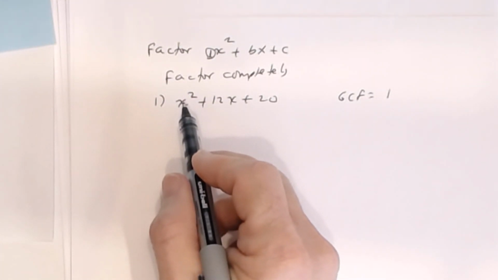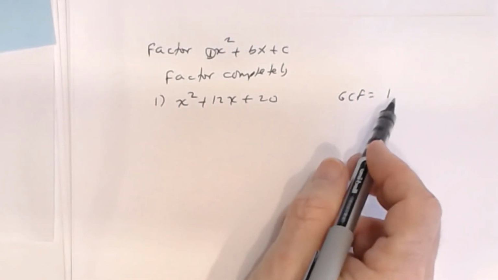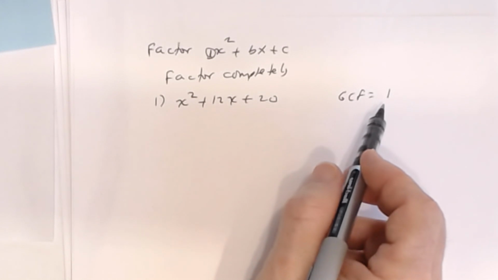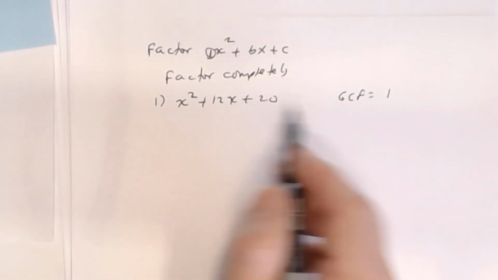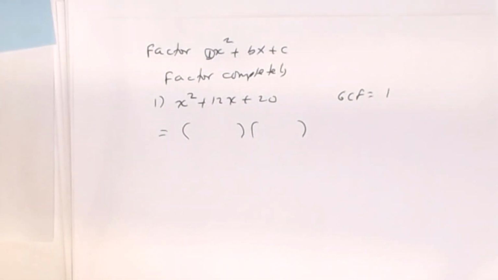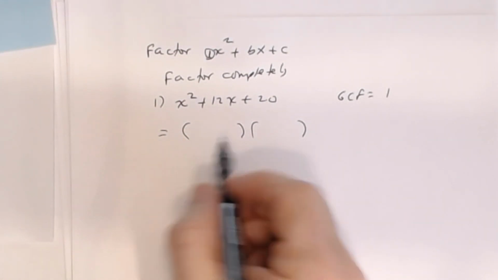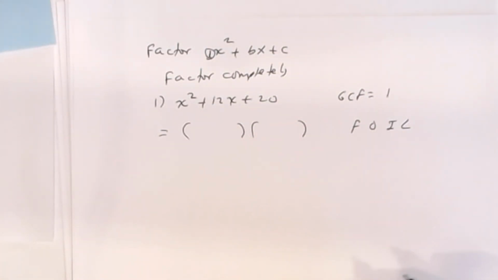The variable x does not appear in every term. It only appears in 2 of them, so I can't put an x in here. So the GCF is 1. Whenever the GCF is 1, you go directly to factoring this as 2 binomials. If you think about the FOIL method, this is kind of like reverse FOIL.